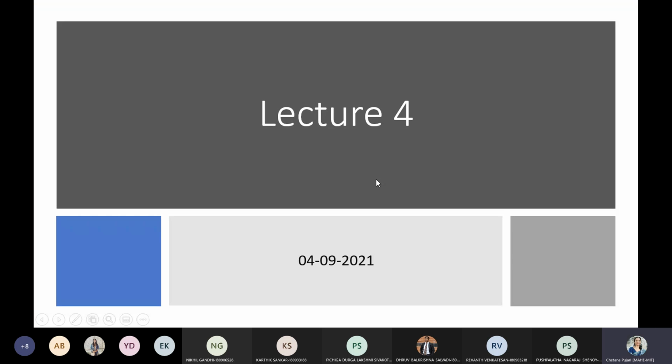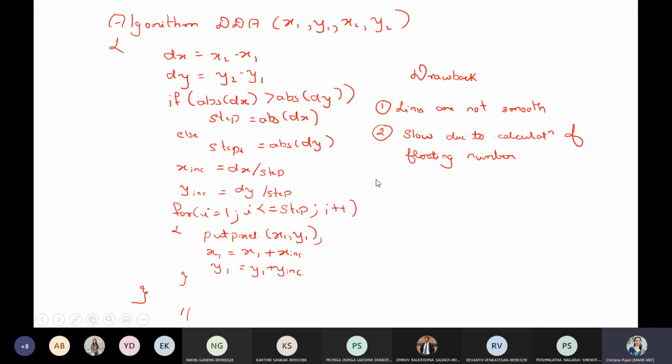Let's start with today's class. Last class we started with the DDA line drawing algorithm, wherein we have seen that there are some drawbacks. Before that, I'll quickly go through the algorithm. Here we are taking 2 points because we are going to draw a line. You need to have a start and the end point. So here we have given 2 points, that is x1, y1 and x2, y2.